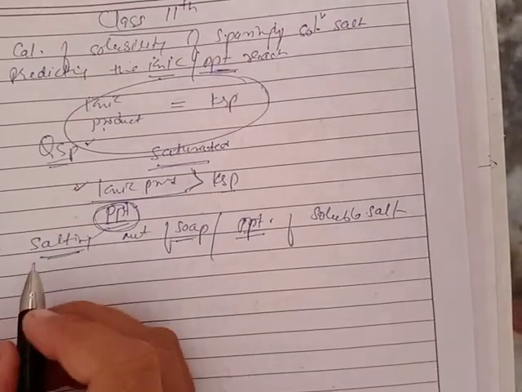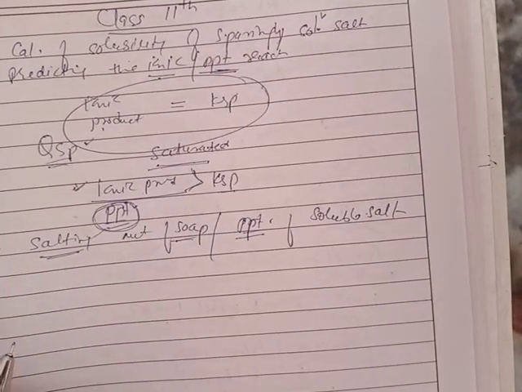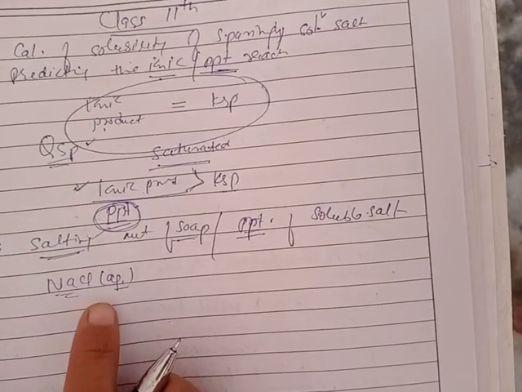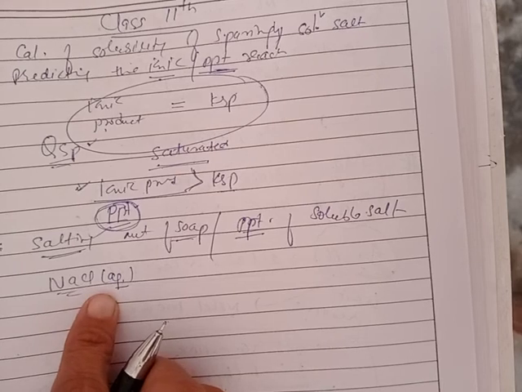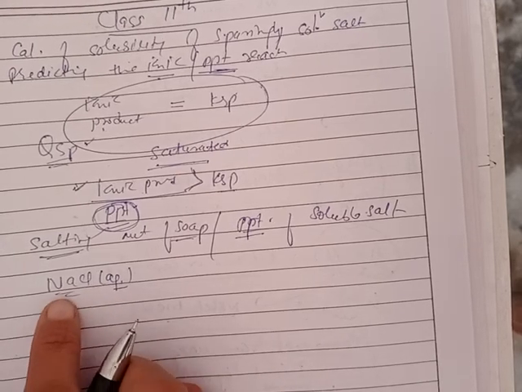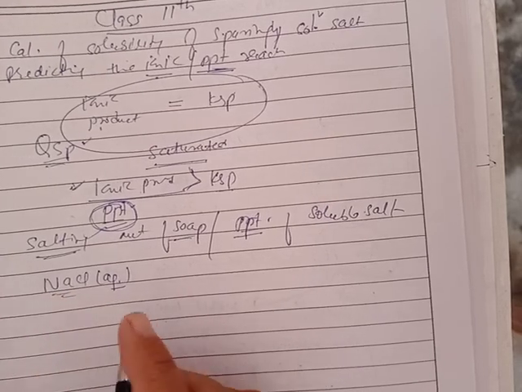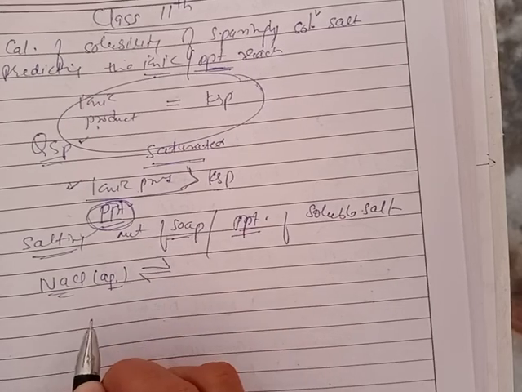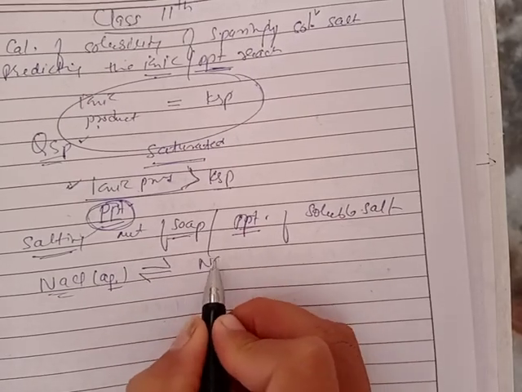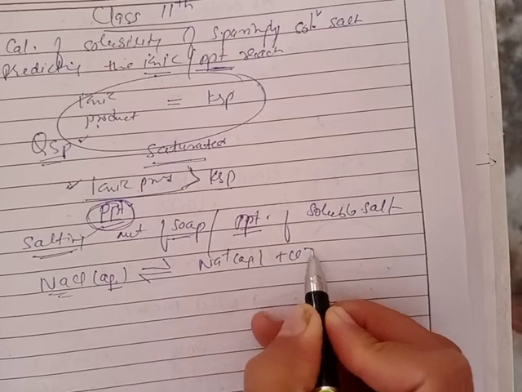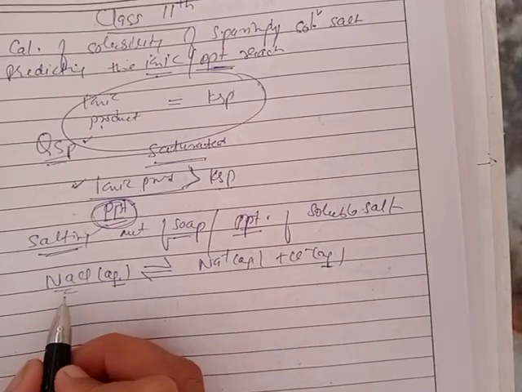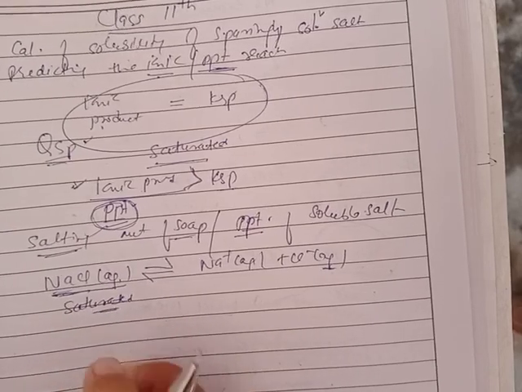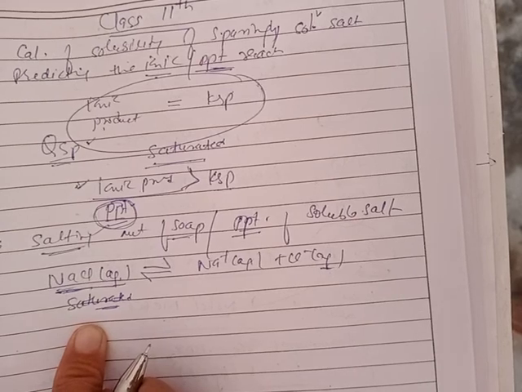The first example of this application is purification of common salt. As we know, common salt consists of a large number of soluble as well as insoluble impurities because it is obtained naturally by the process of evaporation. When aqueous NaCl is taken, it will dissociate to produce Na+ aqueous and Cl- aqueous. One more point here is that the solution of NaCl taken will be saturated. We have to prepare a saturated solution of NaCl.